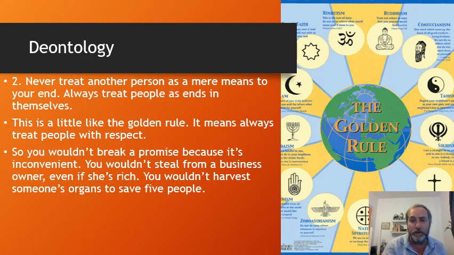So you wouldn't break a promise just because it's inconvenient, because that would be just using that person as a tool for your own convenience. You wouldn't steal from a business owner either, even if they're rich, right? You're just using them. They have their own goals and plans, and they've been working real hard maybe to make a bunch of money if that's their thing. So you can't just use them as a means to your ends to have a shirt, right? And you certainly wouldn't harvest someone's organs to save 5 people. You would want to treat them with a certain measure of dignity.